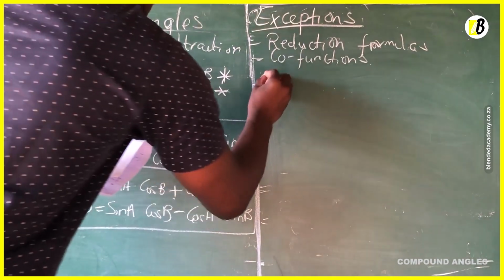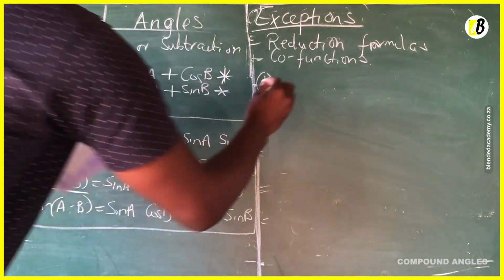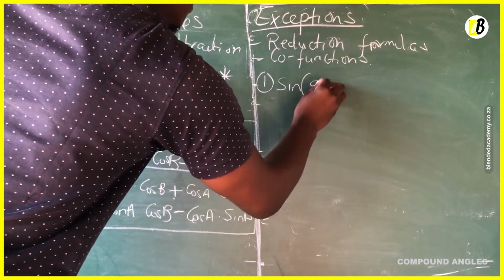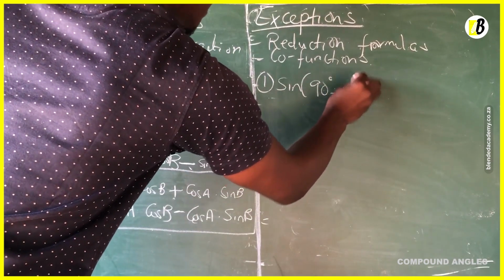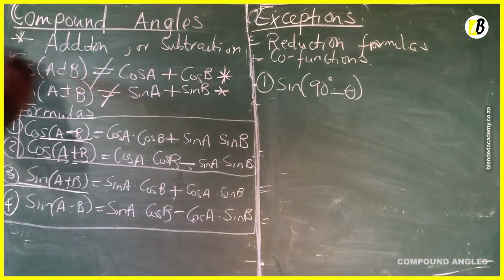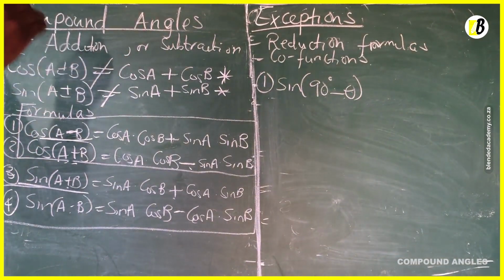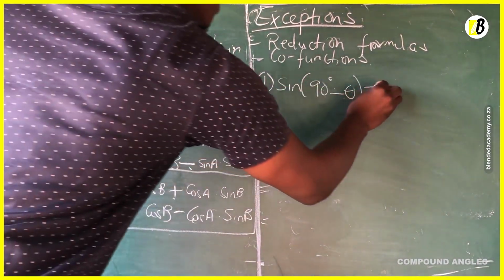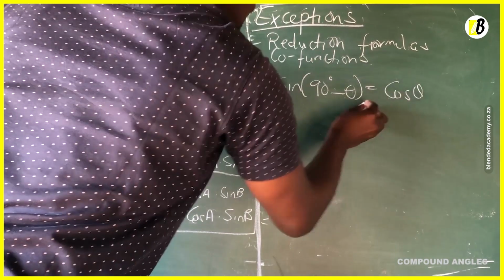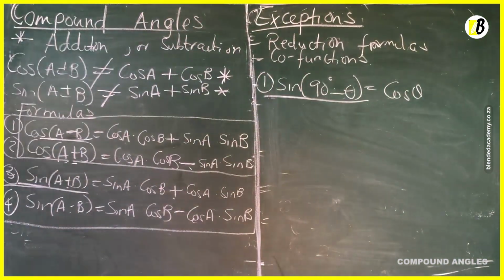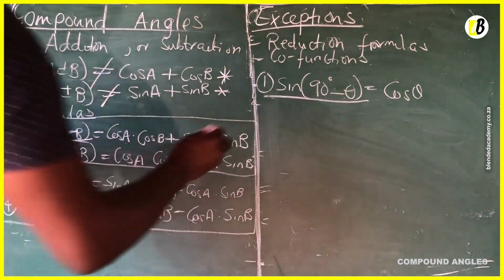Let's say, for example, we have something like sine 90 degrees minus theta. These compound angle formulas cannot be used for that expression. So we're going to have something like cos theta. So we can't use it for sine 90 degrees minus theta. Always remember that, guys. It's very important, because if you make that mistake, you're going to lose big time.